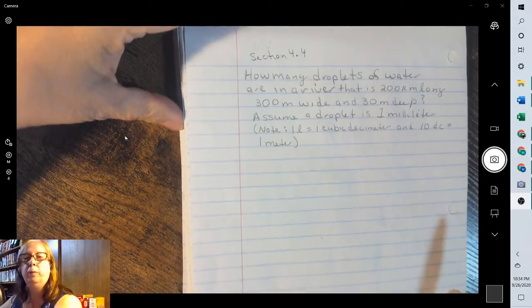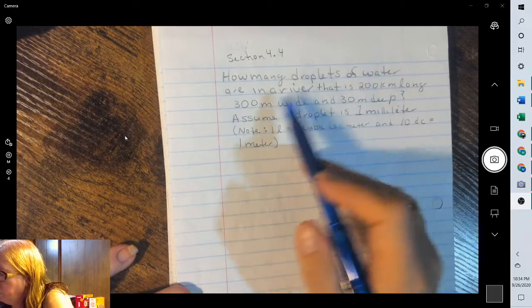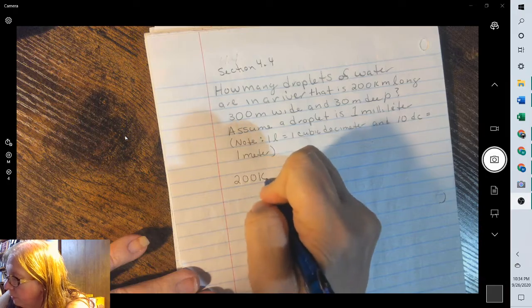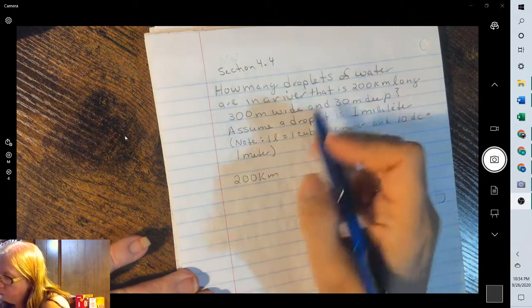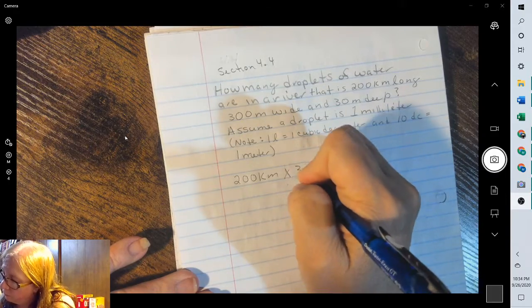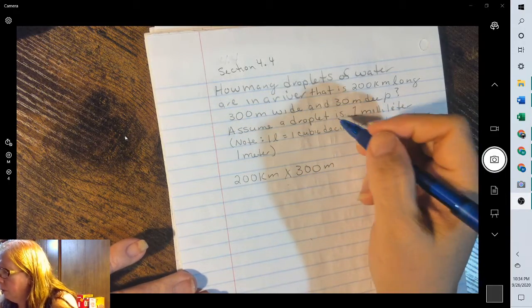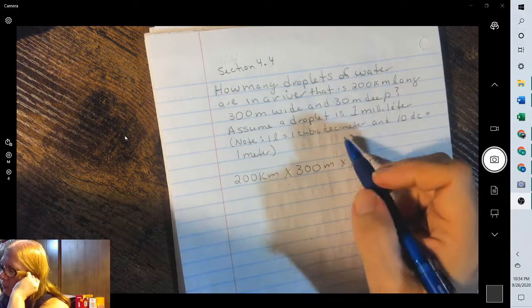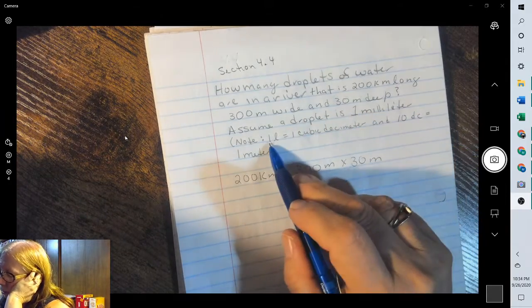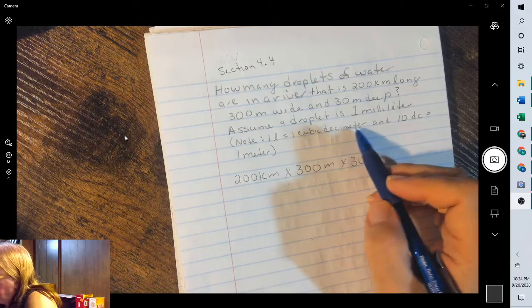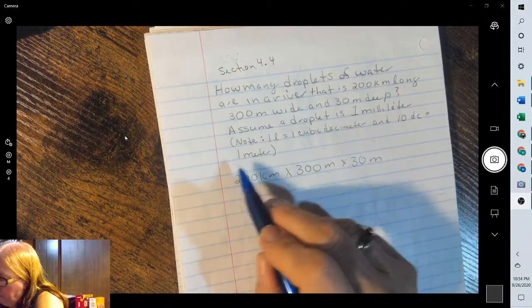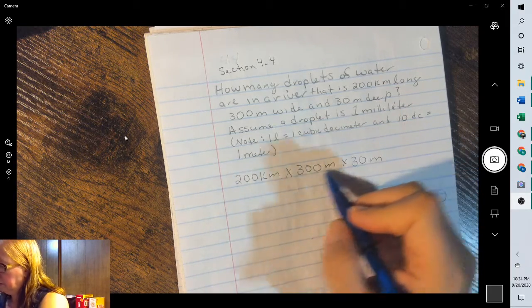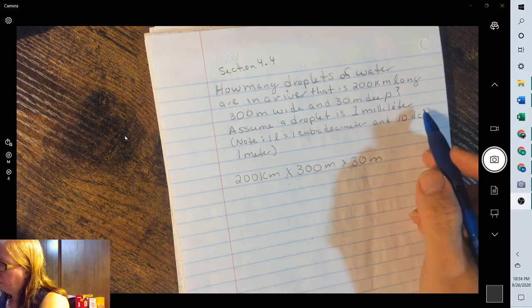Okay, section 4.4. How many droplets of water are in a river that is 200 kilometers long, 300 meters wide, by 30 meters deep? Assume a droplet is 1 milliliter and 1 liter is 1 cubic decimeter, and 10 decimeters is a meter. So let's get to meters, and then we can change meters to decimeters.